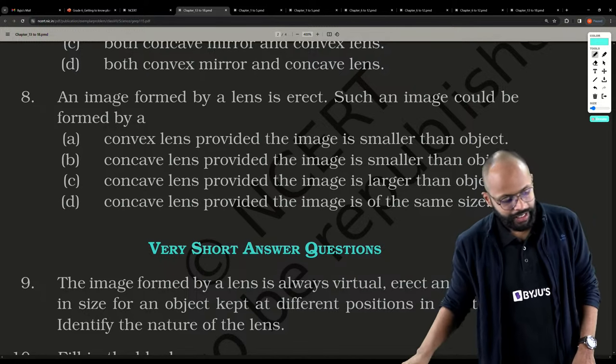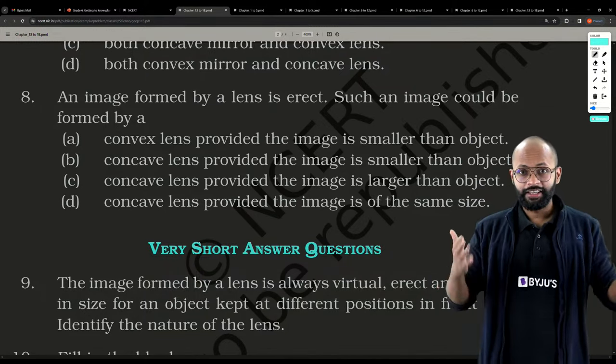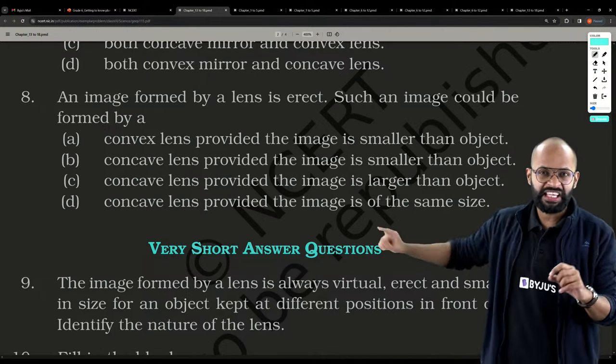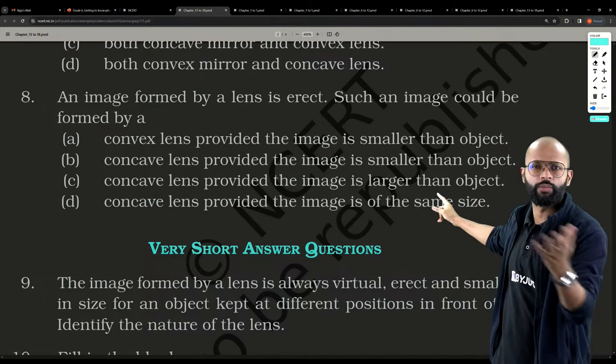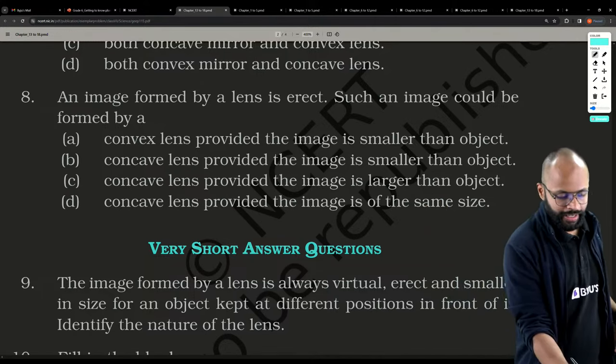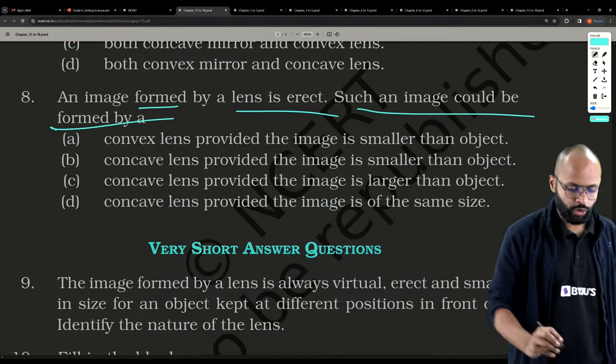Eighth question. An image formed by a lens is erect. Again, you can understand how important these cases are, how important. Almost all the Exemplar questions are from cases. Now don't leave this one, read it a little. An image formed by a lens is erect. Such an image could be formed by a.